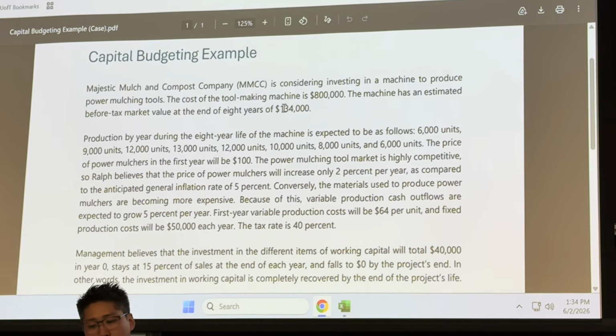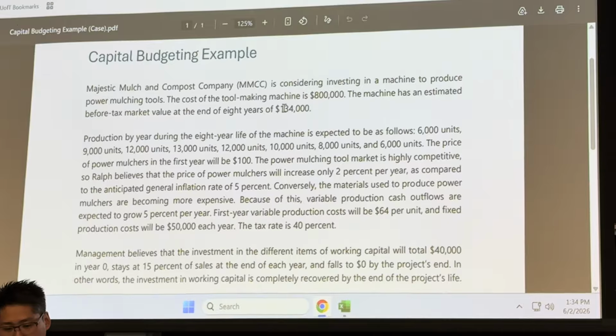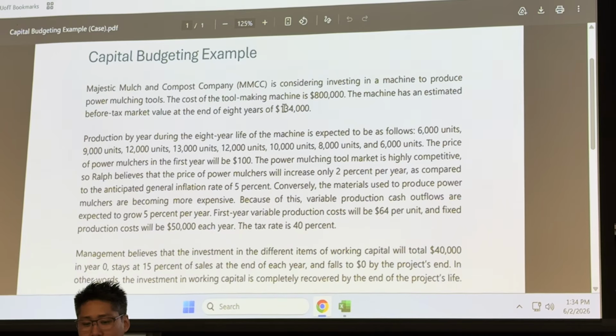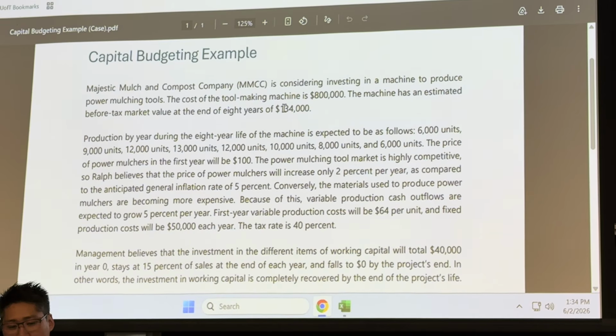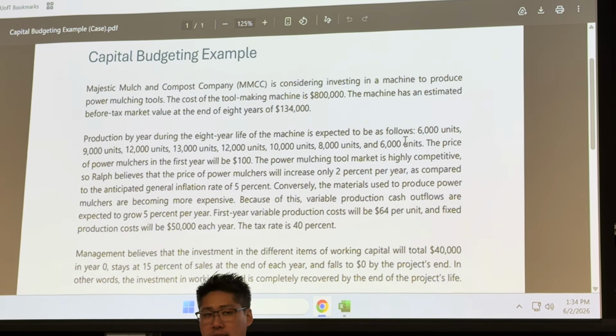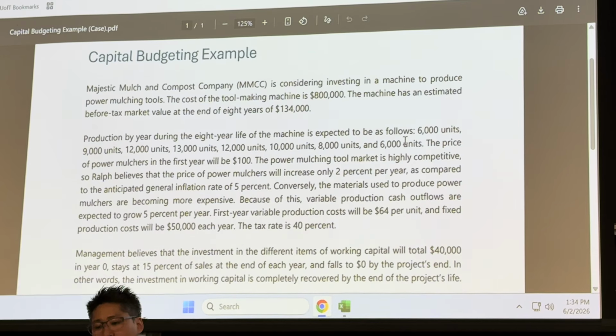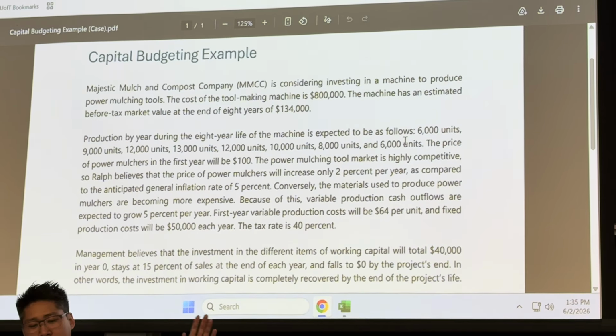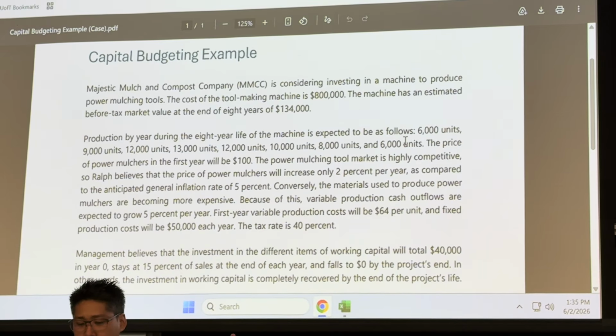The cost of the tool making machine is $800,000, and the machine has an estimated before tax market value at the end of 8 years of $134,000. All right. So most machines have an expected lifetime. You bought it for $800,000, and then after 8 years, you can run it multiple times, produce many products, and you can imagine that by the end of 8 years, you can sell it as scrap. $134,000. That's what you get back.